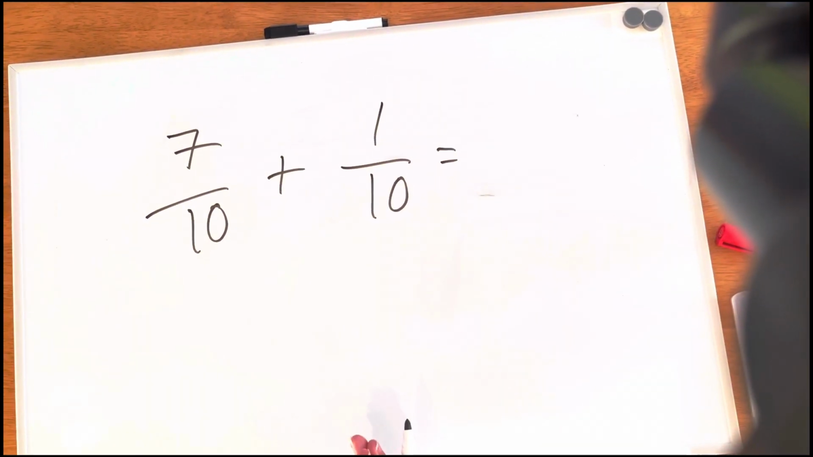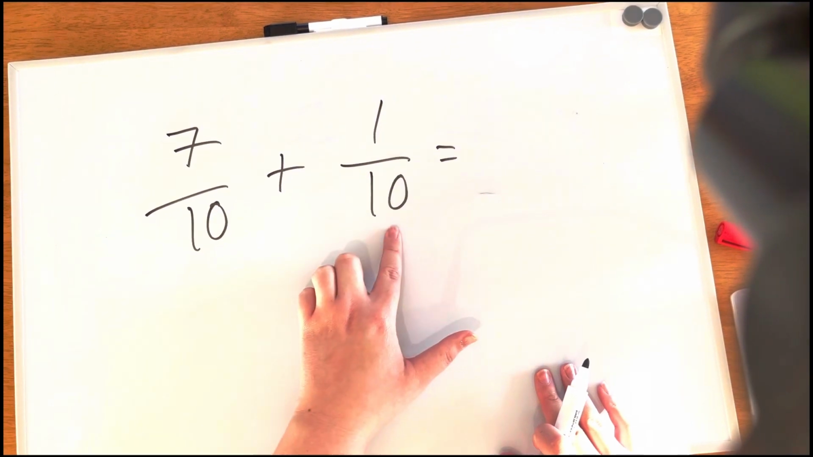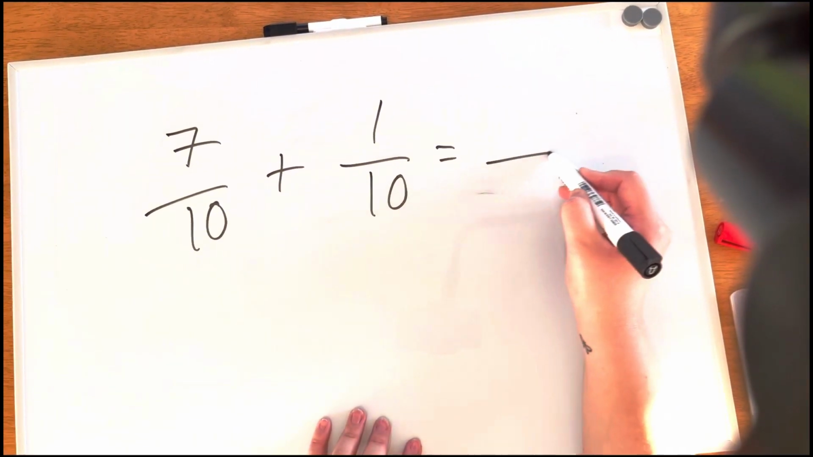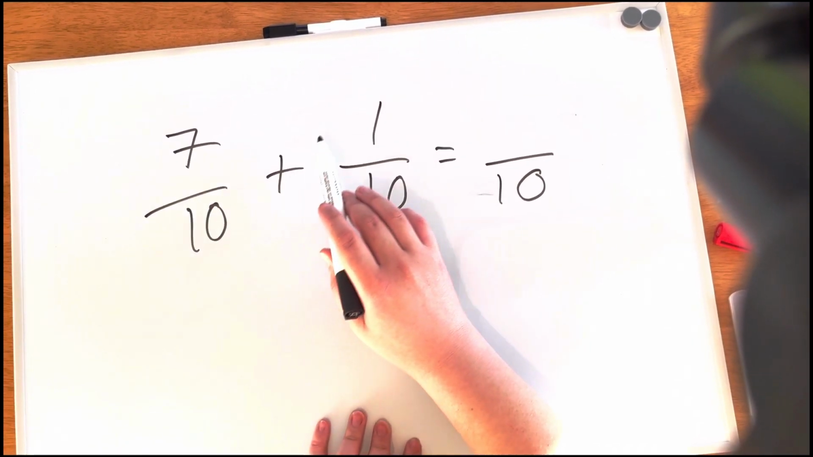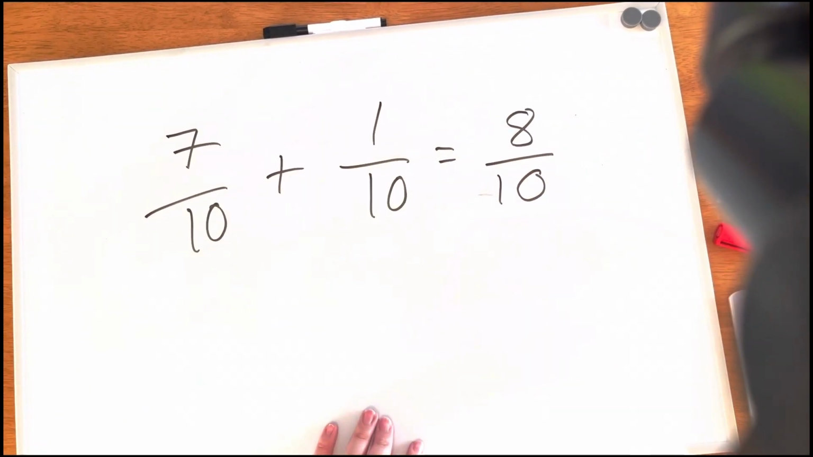7/10 plus 1/10. We don't need to change it because we know that it's the bottom. Our denominator stays the same. 7 plus 1 is 8. So you know that our answer is 8/10.